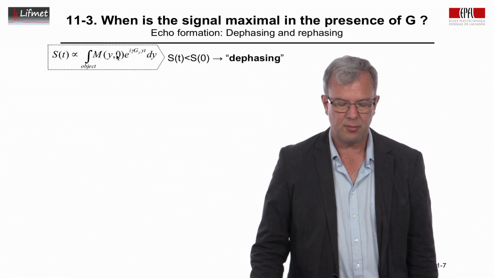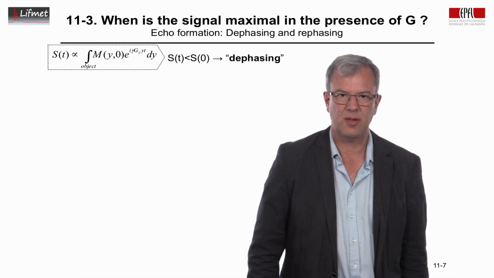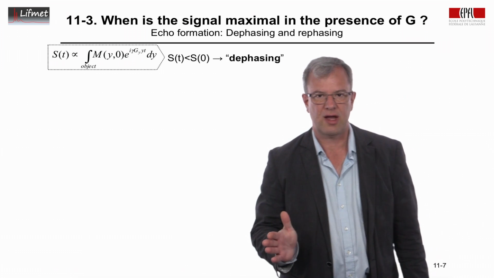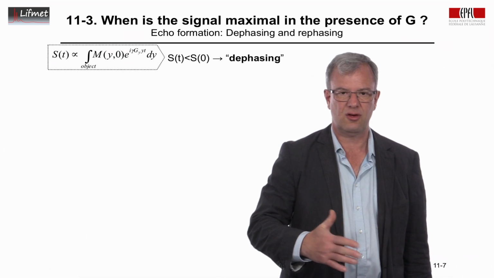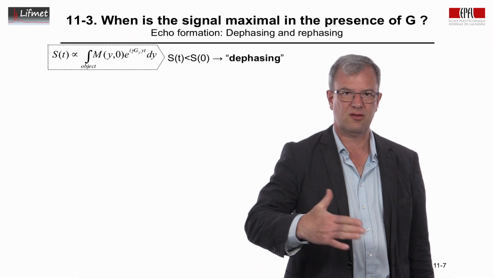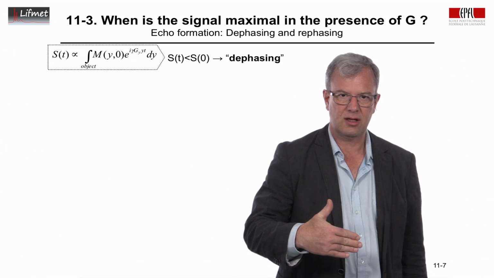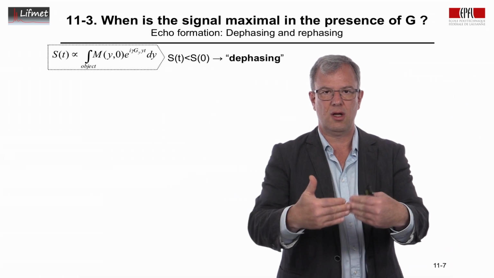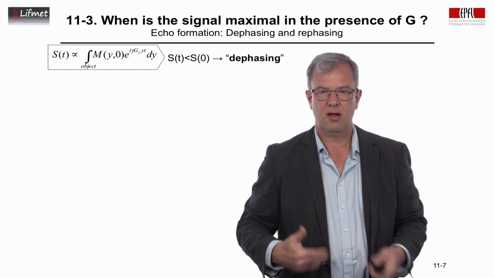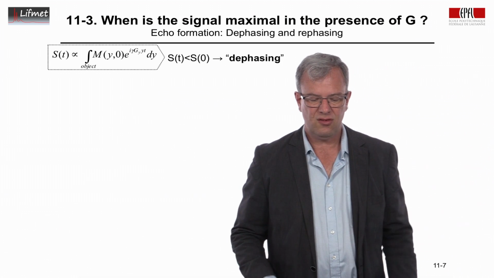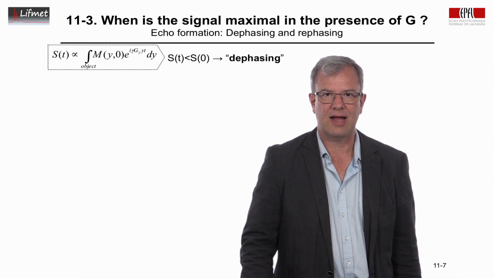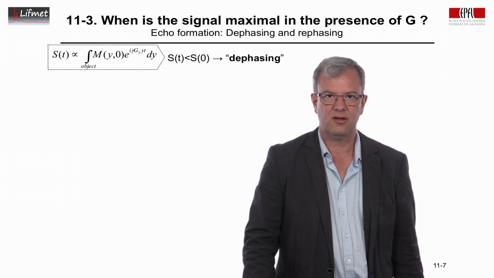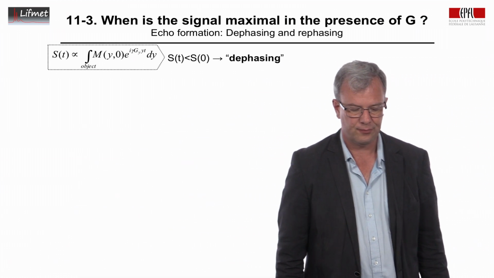However, if we apply the gradient and we look at times bigger than 0, then we have increasingly one magnetization vector corresponding to a positive y position moving in one direction, the other magnetization rotating in the other direction, in a complex plane. Now the complex numbers, according to their position along y, will have a different phase, and they will no longer add collinearly, and this is called dephasing. So our signal is maximal at the beginning.